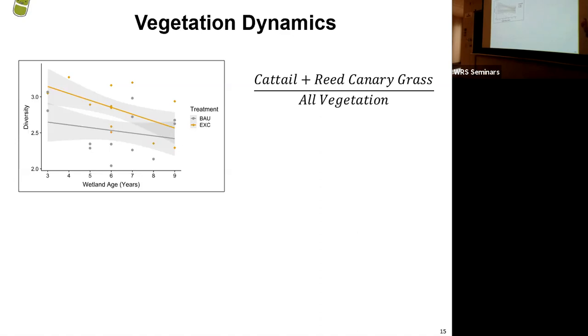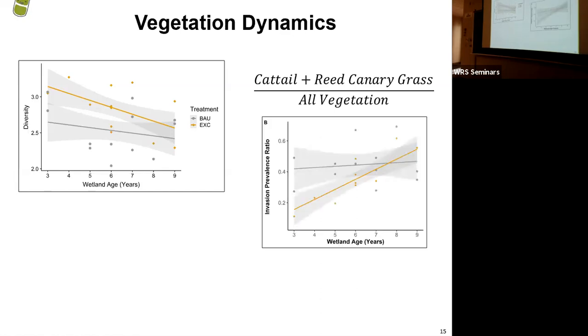So we kind of thought cattail and riparian grass seem to be the main ones doing all the invading here, so we were wondering if maybe they're affecting diversity. We took the cattail and riparian grass cover and divided it by the overall cover of all vegetation. What we see is that over time, we start with low aggressive invasive species cover, and it increases pretty dramatically, pretty quickly. It corresponds really well with those declines in diversity. And by year six, any benefits we had from excavation were gone. That knocking back of invasive species was all gone by the time we hit year six.